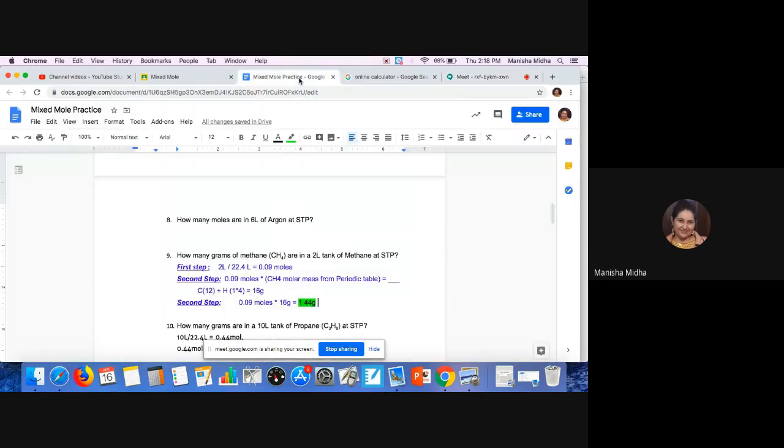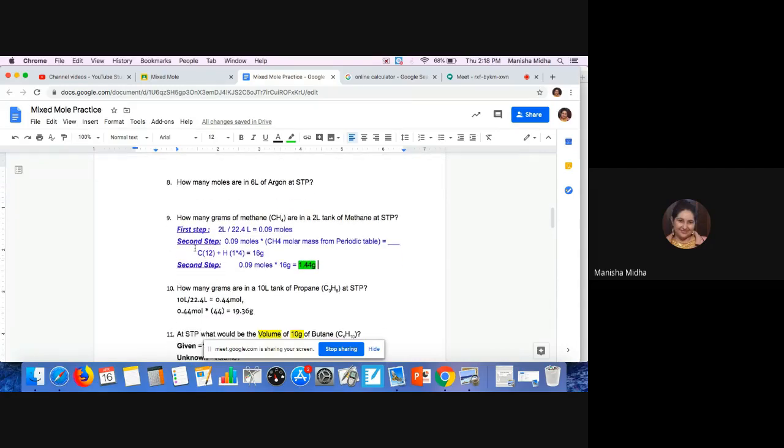I want to help you with the test, especially some questions which have a two-step process. So I'm here in the assignment called Mixed Mole Practice. This has many questions which are two steps. So for that, I'm going to talk about this question number 9. Although I have done it in steps, talking about it hopefully would help.